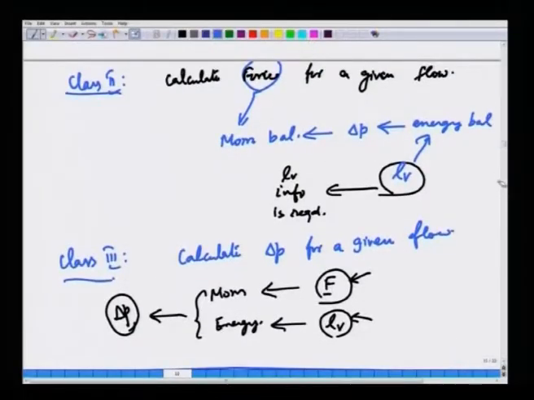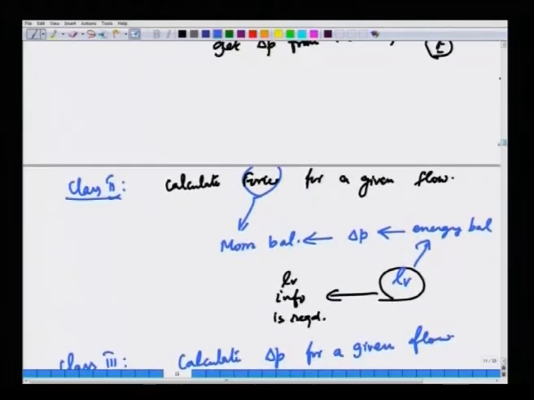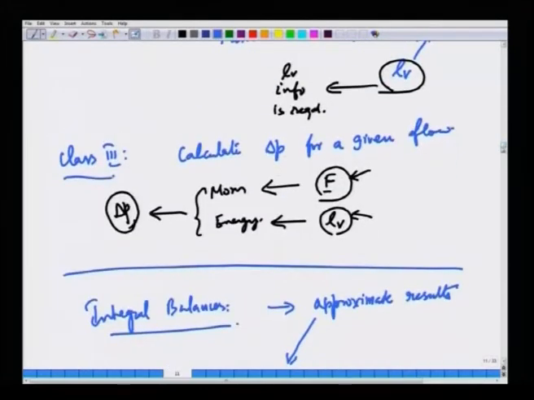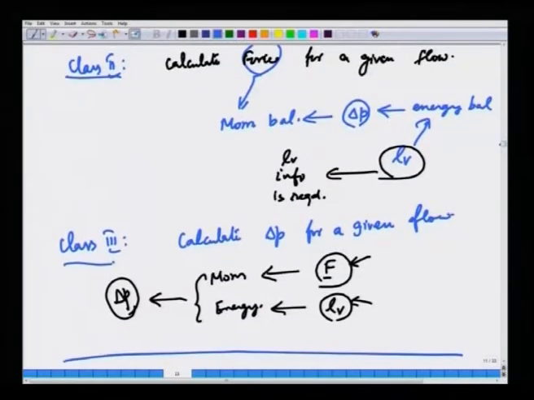In the second class of problem, you may be asked to calculate forces for a given flow. If you are asked to calculate forces for a given flow, okay, then you may have to use momentum balance, but the momentum balance again will need the information on delta p. In such a case, you have to use the energy balance to calculate delta p, for which you need the knowledge on losses, viscous losses. So, for class 2 problems you need to know the losses information, while for class 1 problems you need to know the forces information.